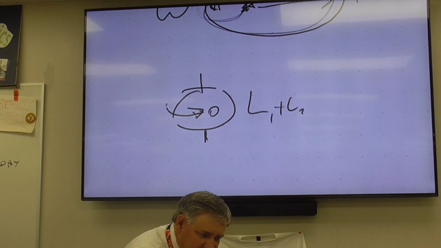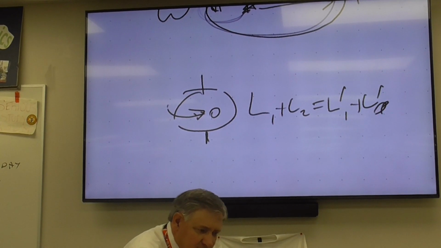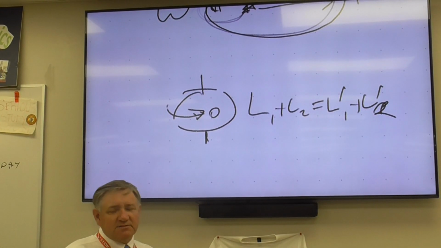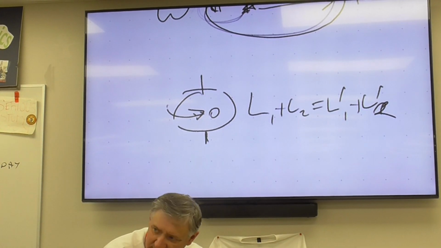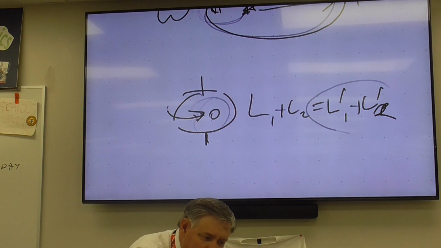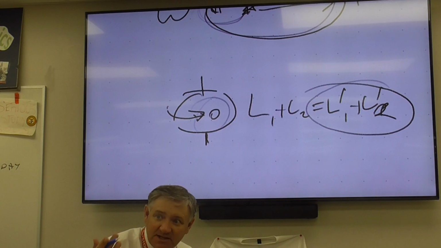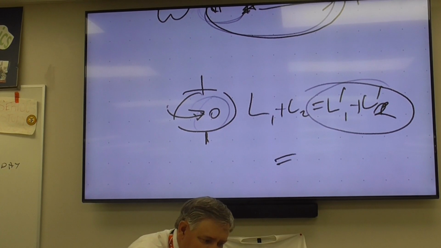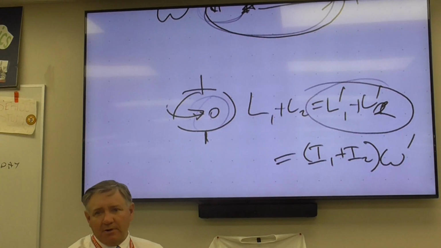L1 plus L2 has to equal L prime 1 plus L prime 2. The angular momentum still has to add up. Now, since it lands and sticks, what can you do over here? It's like a California problem. So you can factor out the I's and solve for omega prime.